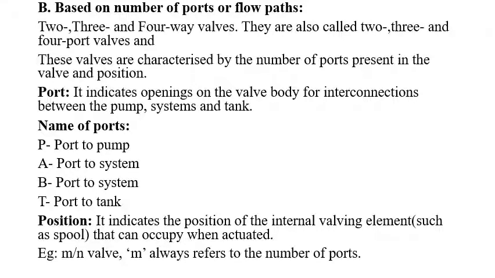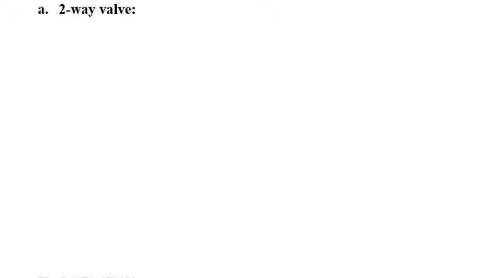I have given one example here, an M by N valve. M refers to the number of ports and N refers to the number of positions. So M by N valve means number of ports by number of positions. First I will move on to the 2-way valve. As the name implies, it consists of 2 ports or 2 flow paths.